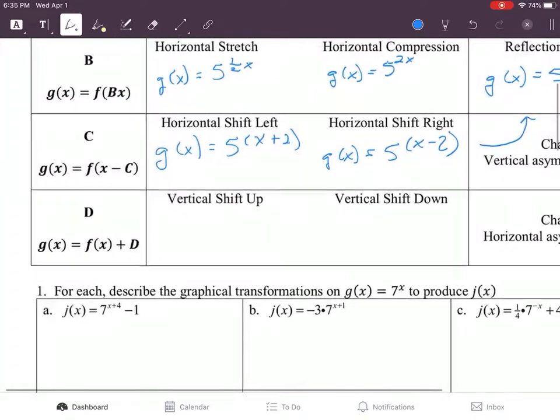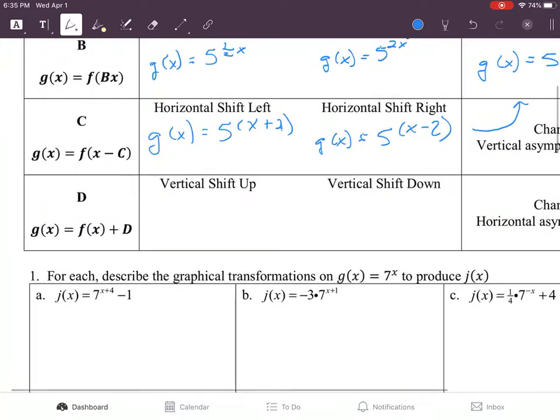All right, let's look at vertical shifts. So this is adding or subtracting on the outside of the function. So we have 5 to the x power plus 2. Notice it's not in parentheses inside the function. It's on the outside of that function. And it is going along with the sign on the number. So if it's plus, it's going up. And if it's going down, that means it's going to be a minus.